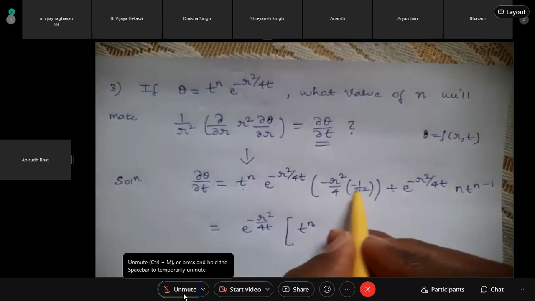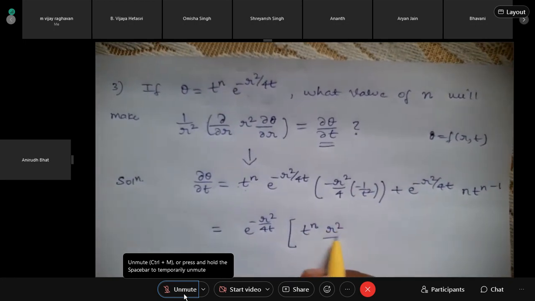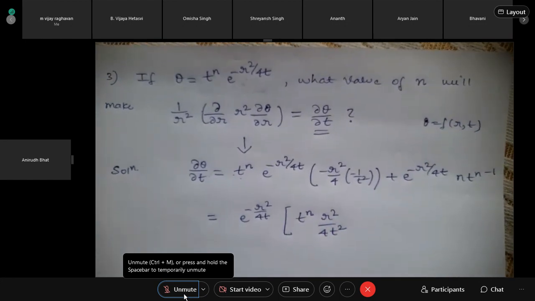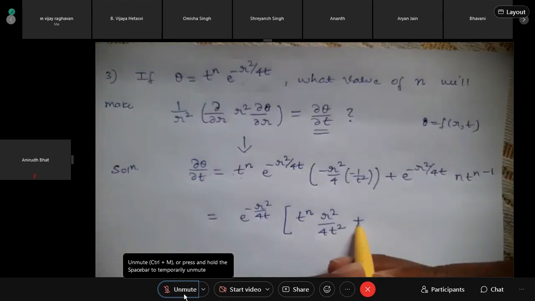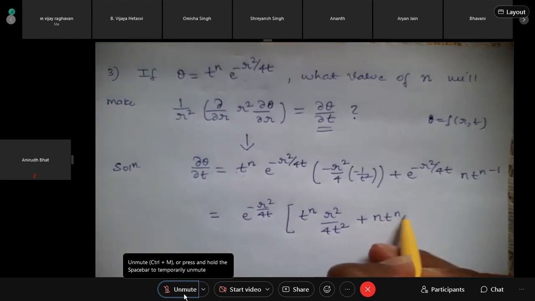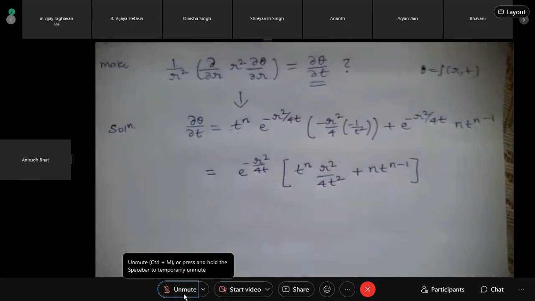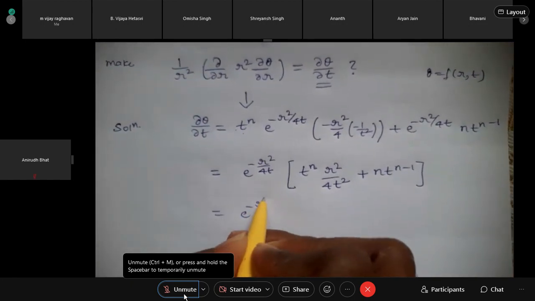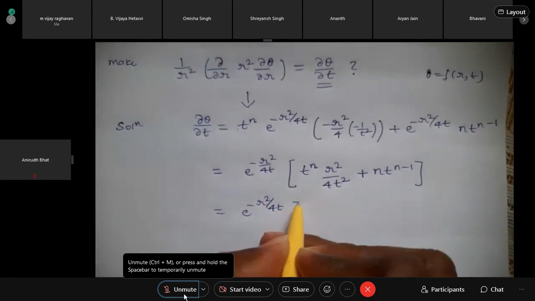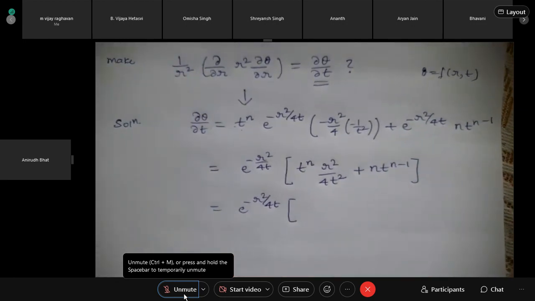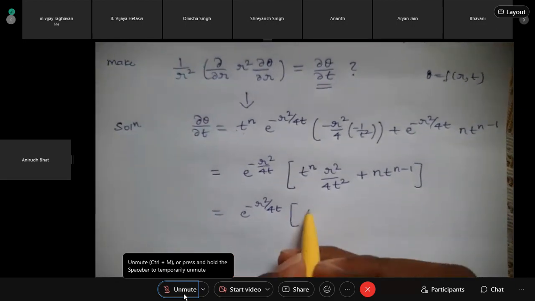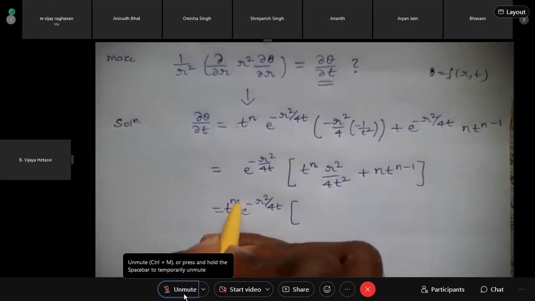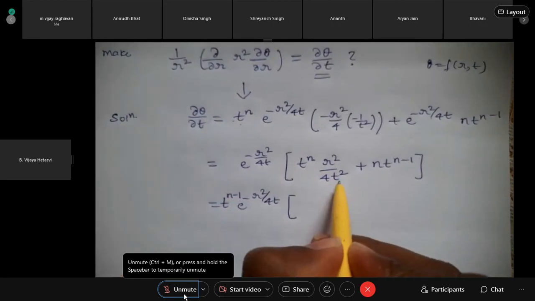Simplify this and write it as r square divided by 4t square, plus n into t to the power of n minus 1. Hope I have written correctly. e power minus r square by 4t, t power n minus 2 you can take common. We can also take t to the power n common. I will take t to the power of n minus 1 common.